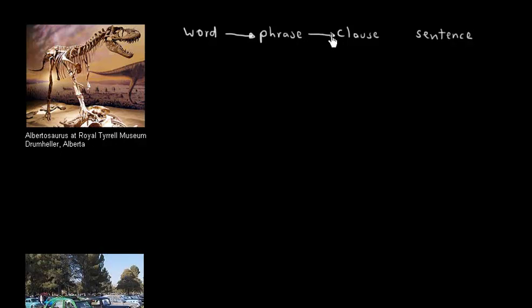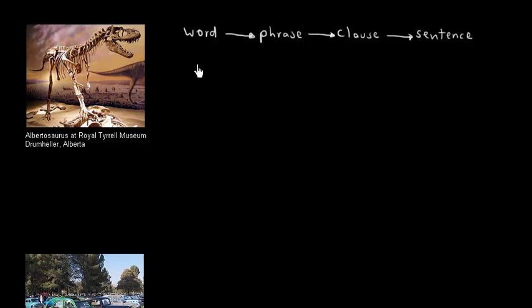a phrase, and then we take one or more phrases to build a clause, and then we take one or more clauses to build a sentence. So, as you probably heard me say, one or more, one or more. So we can have a very simple, very short sentence, or we can have a very long sentence. But the basic process is the same. You collect words into phrases, phrases into clauses, clauses into sentences. Okay?